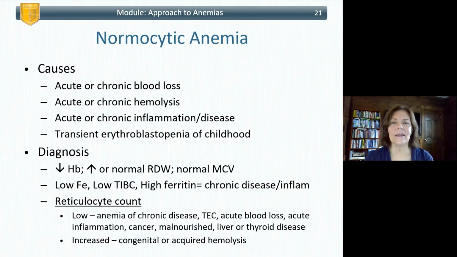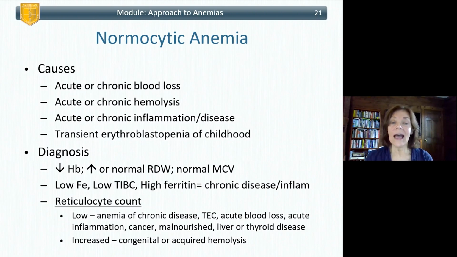So normocytic anemia means that the MCV is normal, and yet there's still anemia. Causes include acute or chronic blood loss, acute or chronic hemolysis, acute or chronic inflammation, as well as something called transient erythroblastopenia of childhood, which I'll discuss in our next module on transient acquired red cell aplasia. In the diagnosis of normocytic anemia, you'll have a low hemoglobin, a high or normal red cell distribution width, and a normal MCV.